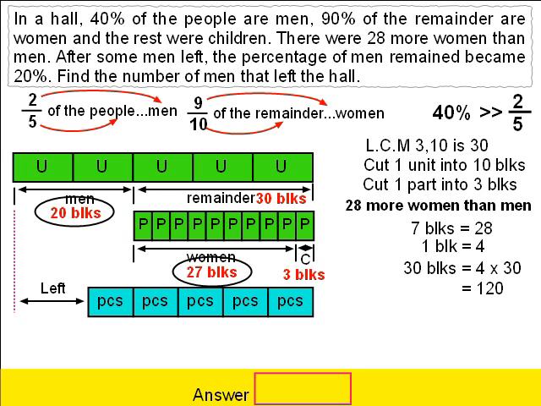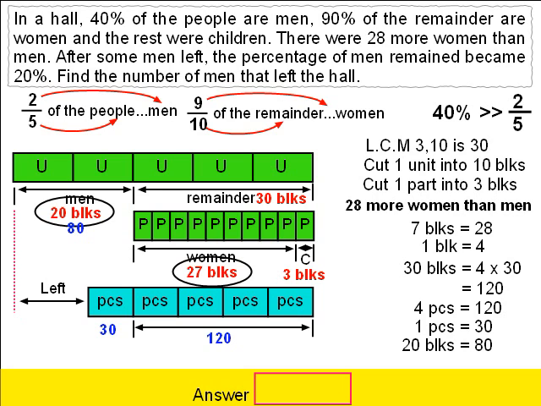Therefore, 4 pieces is equal to 120 people. If 4 pieces is equal to 120, then 1 piece will be 120 divided by 4, which is 30. Alright, so we put it down in the model here. Okay, so we want to find how many men left. Simple as that. Firstly, we must know that at first there were 20 blocks of men, which is equal to 80. So if you take 80 minus 30, that will give you 50, which is equal to the total number of men that left. So the answer is 50.